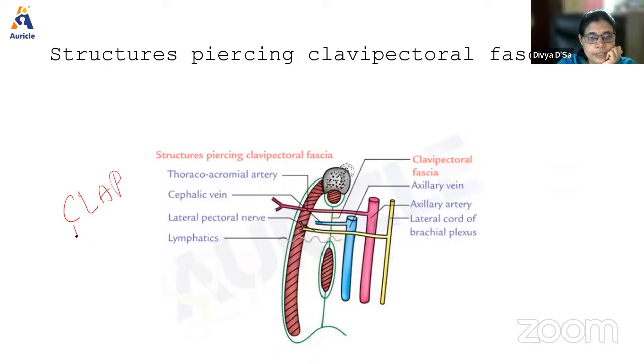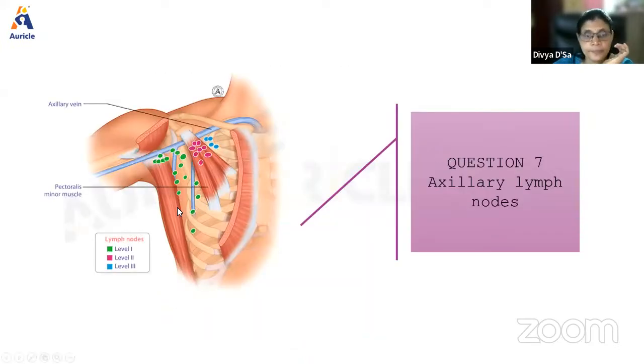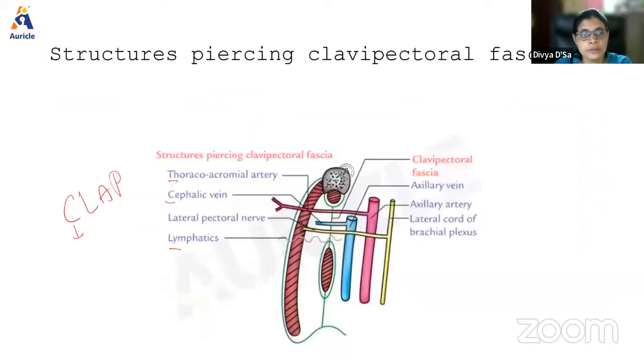Okay, CLAP. C is for cephalic vein. L is for lymphatics. A is for acromiothoracic artery, or thoracoacromial artery, which is otherwise called the acromiothoracic artery. And P is for pectoral nerve. So cephalic vein, the lymphatics, the acromiothoracic artery, and the pectoral nerve are the structures which will pierce the clavipectoral fascia. Those are the things which you need to write for clavipectoral fascia.